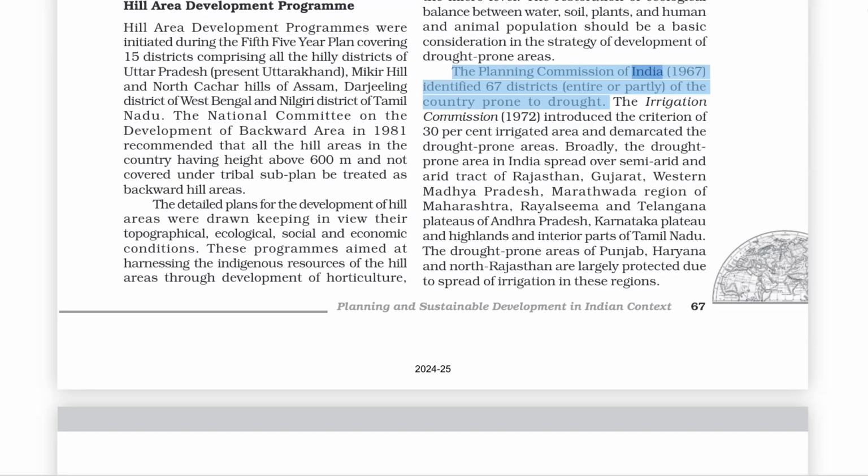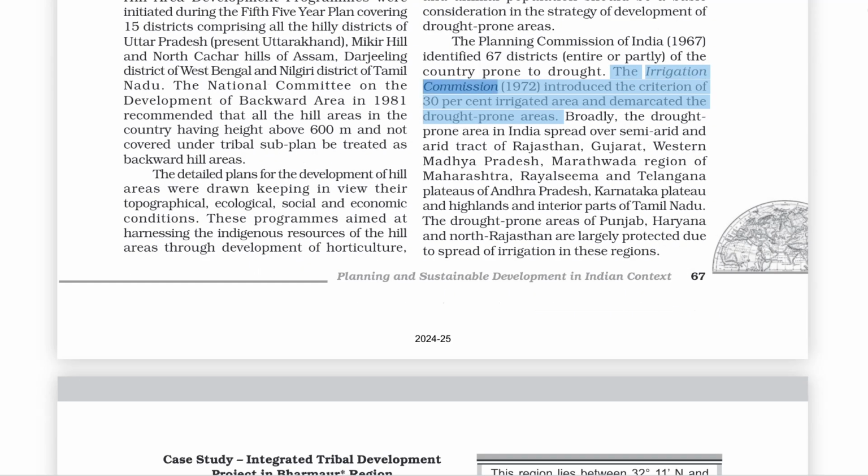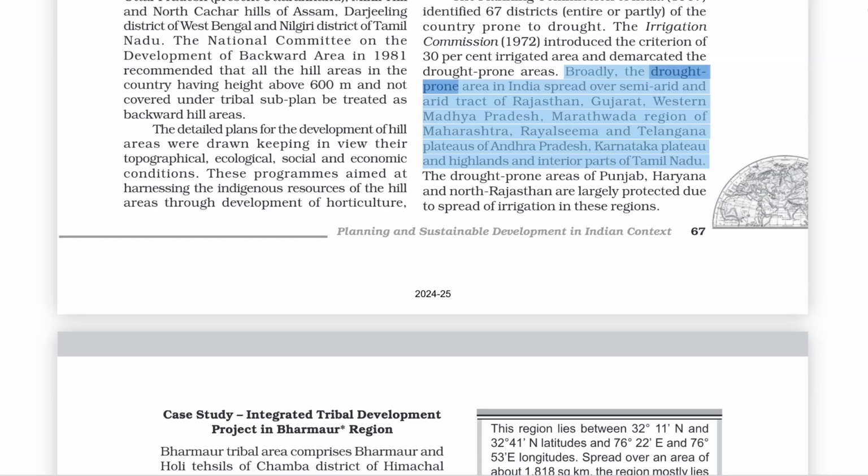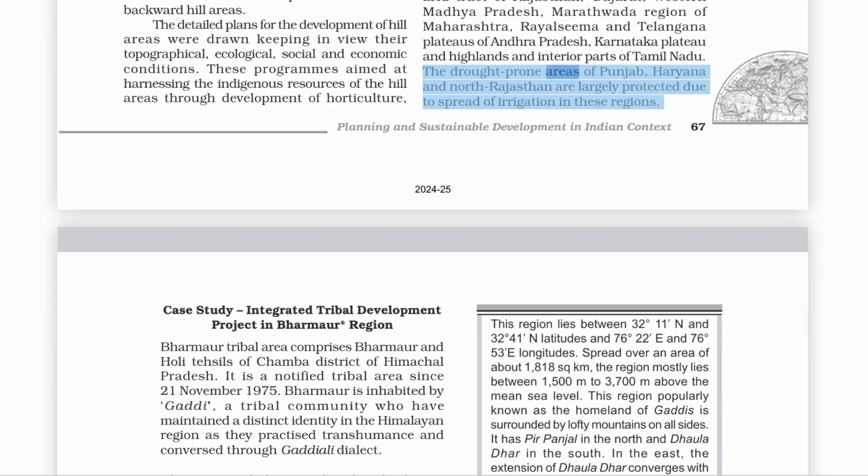The Planning Commission of India, 1967, identified 67 districts, entire or partly, of the country prone to drought. The Irrigation Commission, 1972, introduced the criterion of 30% irrigated area and demarcated the drought-prone areas. Broadly, the drought-prone area in India spread over semi-arid and arid tract of Rajasthan, Gujarat, western Madhya Pradesh, Marathwada region of Maharashtra, Rayalaseema and Telangana plateaus of Andhra Pradesh, Karnataka plateau and highlands and interior parts of Tamil Nadu. The drought-prone areas of Punjab, Haryana, and North Rajasthan are largely protected due to spread of irrigation in these regions.